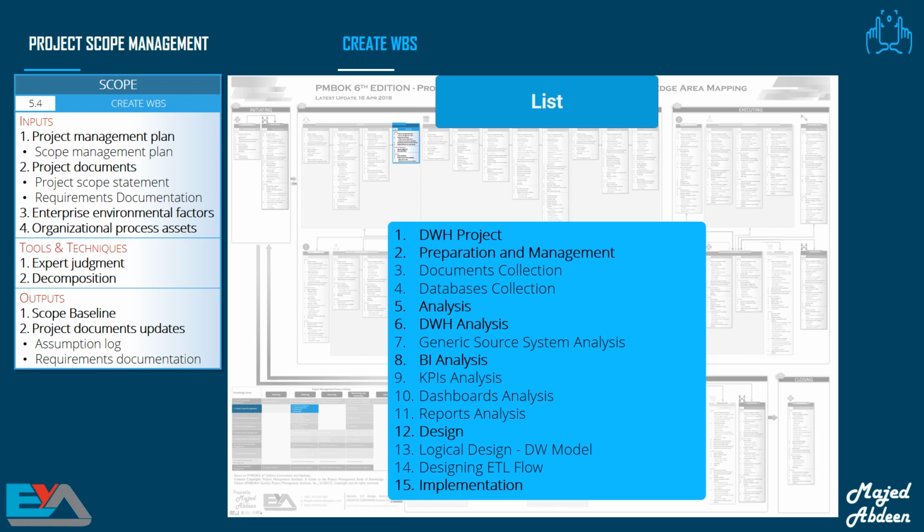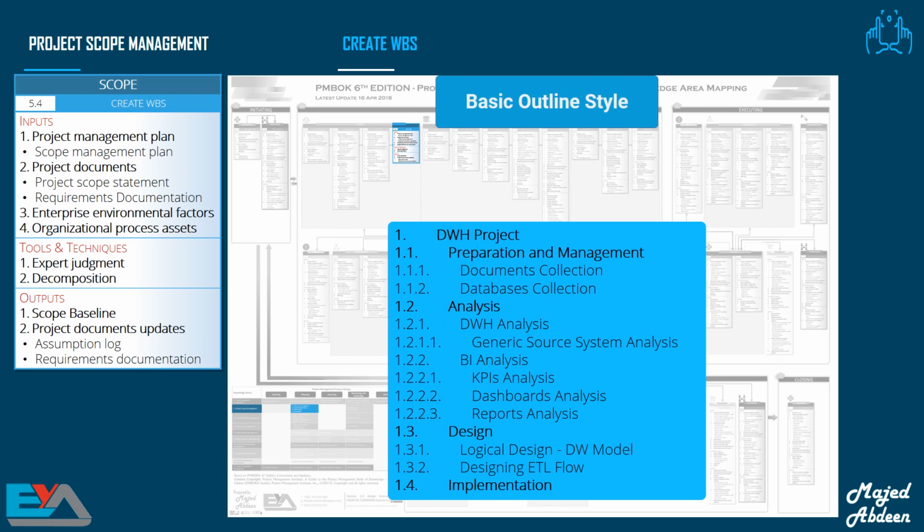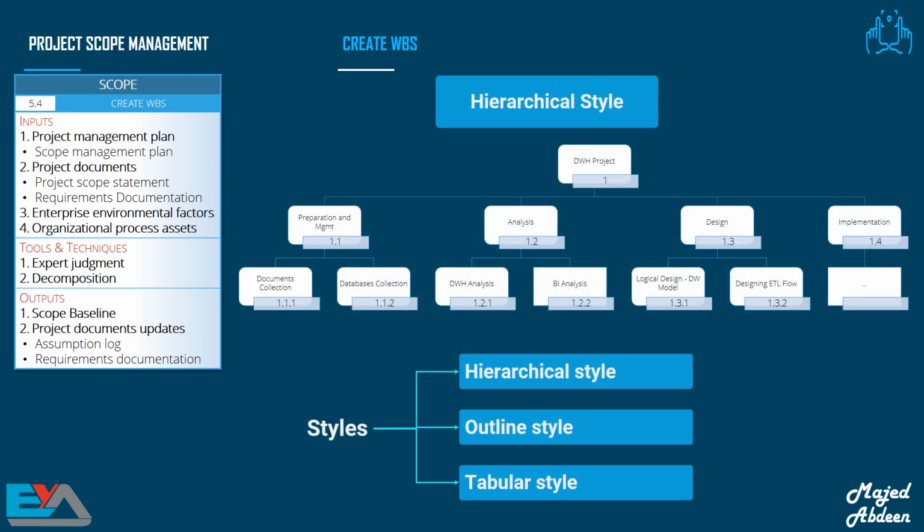So, if a list is awkward to manage, how else can we make a WBS? As you can see here, a basic outline style is one of the WBS styles which we use. When you look at the project components now, you will find it much easier to understand the work. Here is another form, which is a hierarchical style. A WBS can be presented in many forms. Hierarchical, as you can see here, outline style, or tabular, meaning as a table.